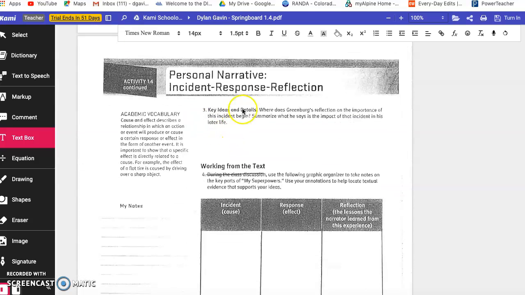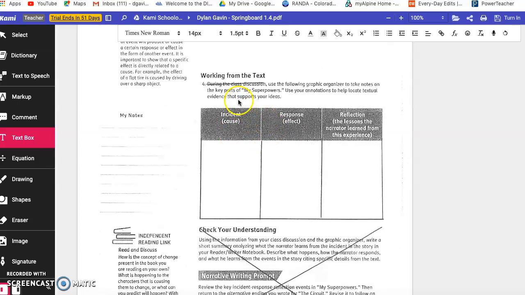Number 3 right here talks about the author's reflection, the importance of the incident in the beginning. Once you read the story, there will be an incident, and at the end there will be a reflection of how the author handles that incident. And the last one.